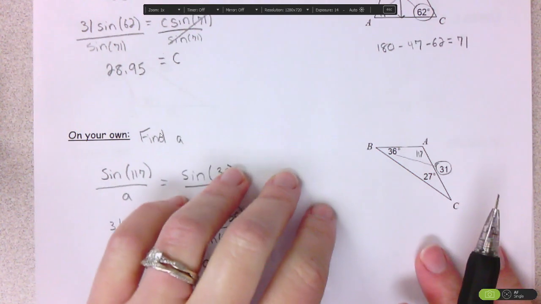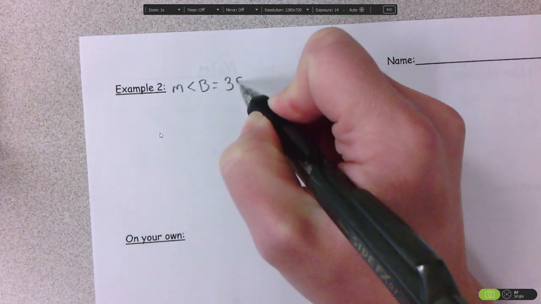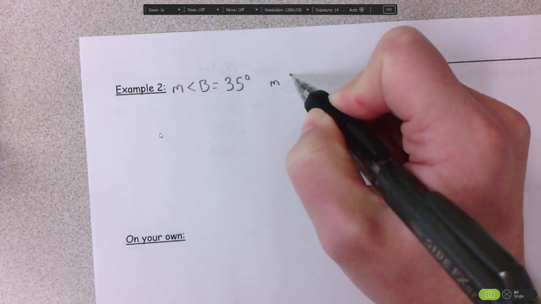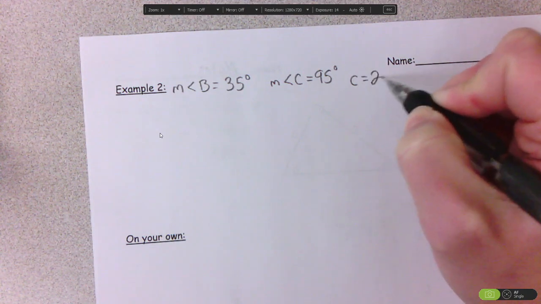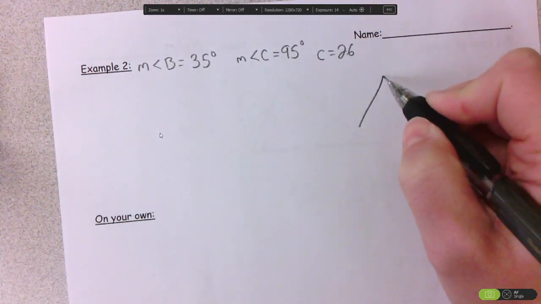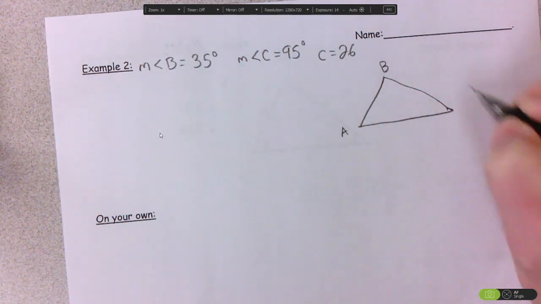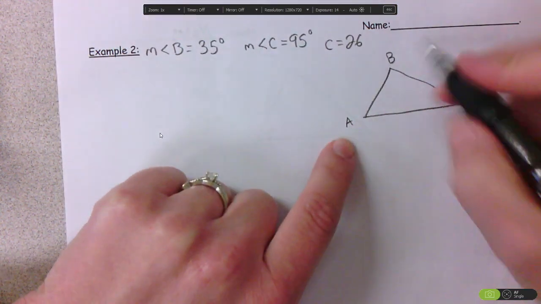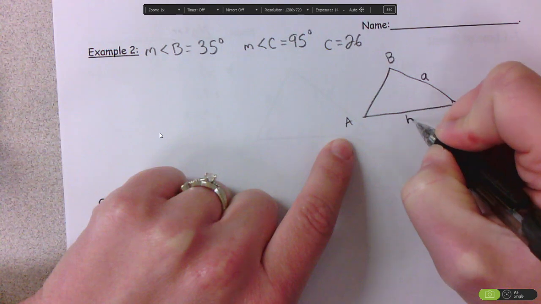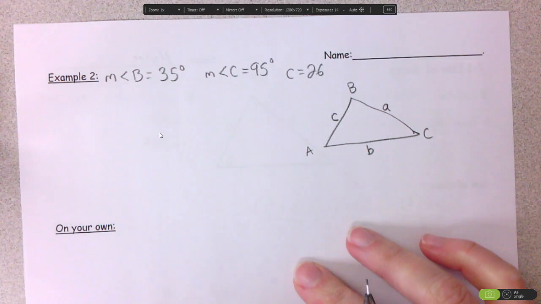Sometimes we're given a picture, and sometimes we're not. So here, measure of angle B equals 35 degrees. Measure of angle C equals 95 degrees. And side C equals 26. So we just need to draw a picture. It doesn't matter how you label A, B, C, so you can label it however you want. If this is angle A, then this is side A, this is side B, and this is side C, so we're just going across. And then we just fill everything in.